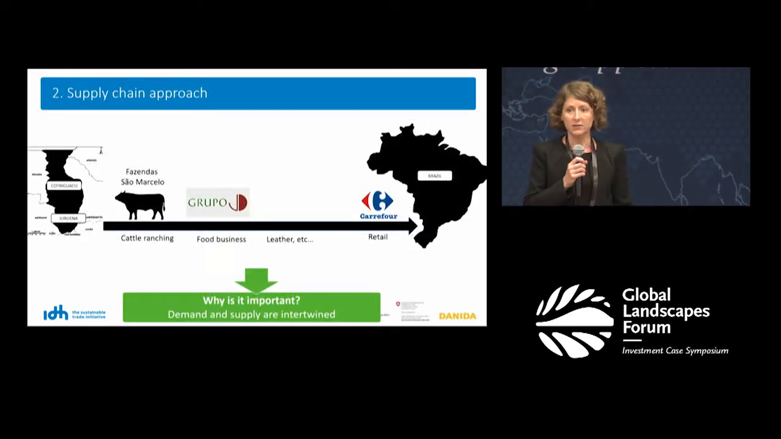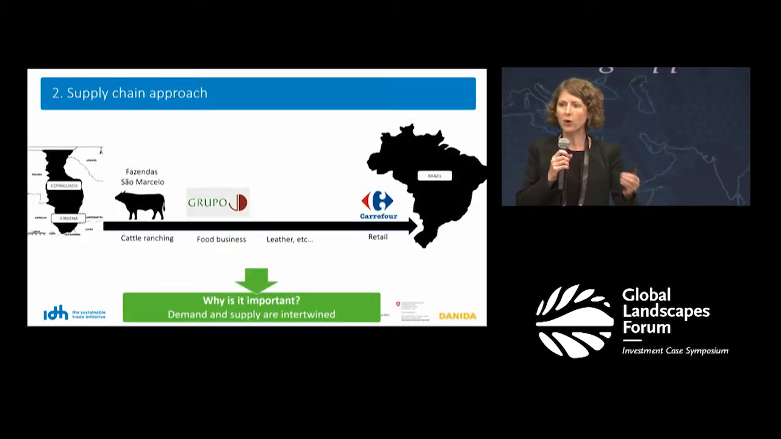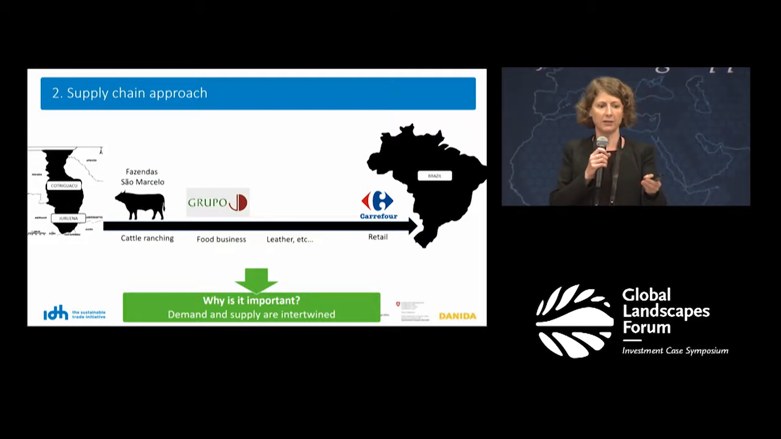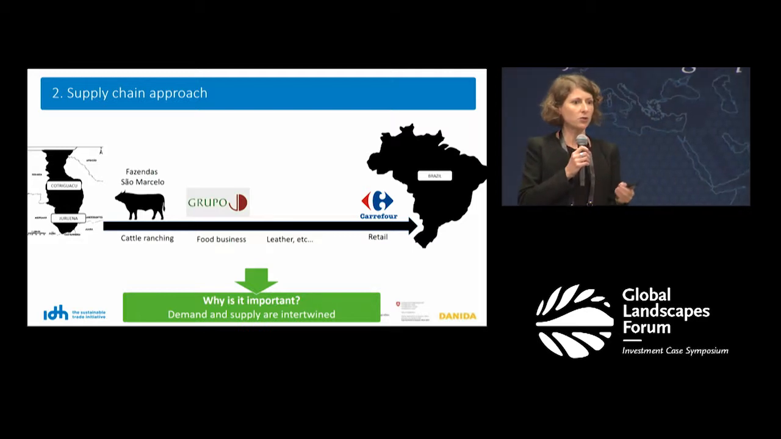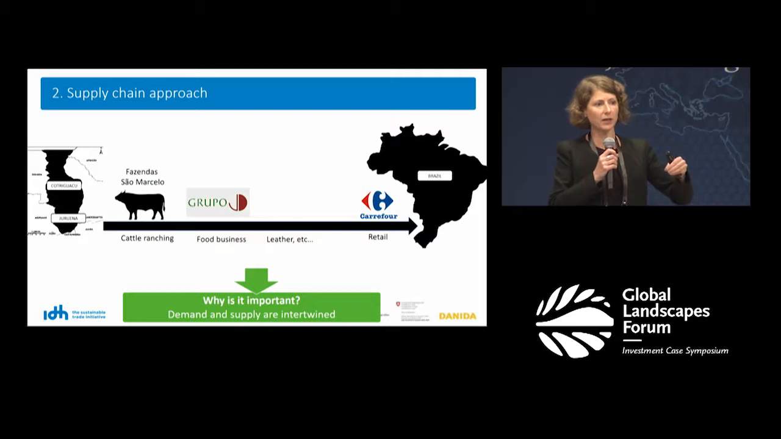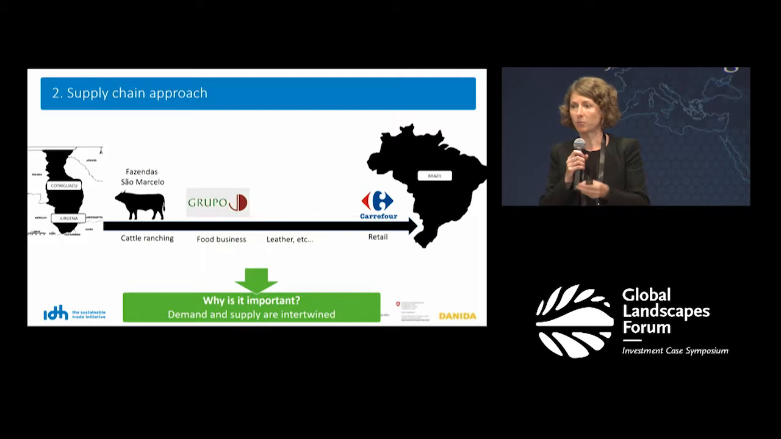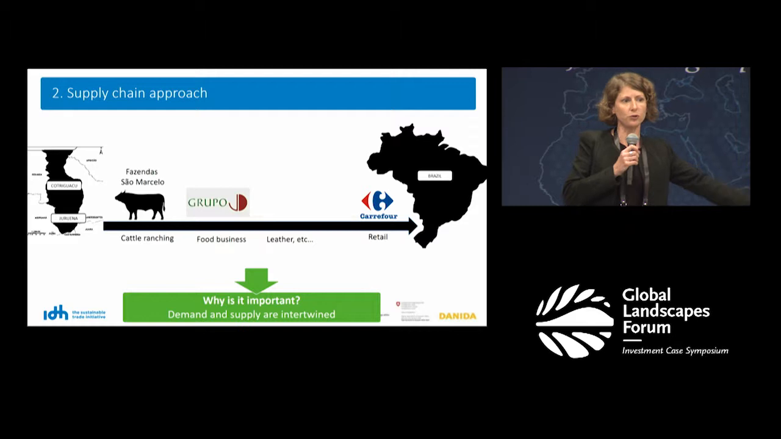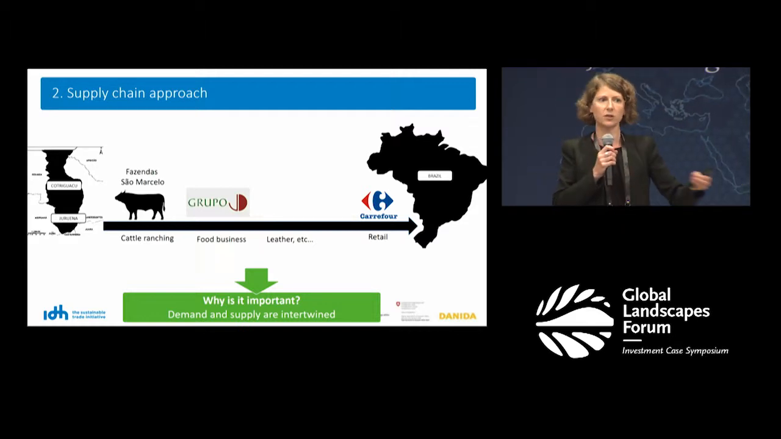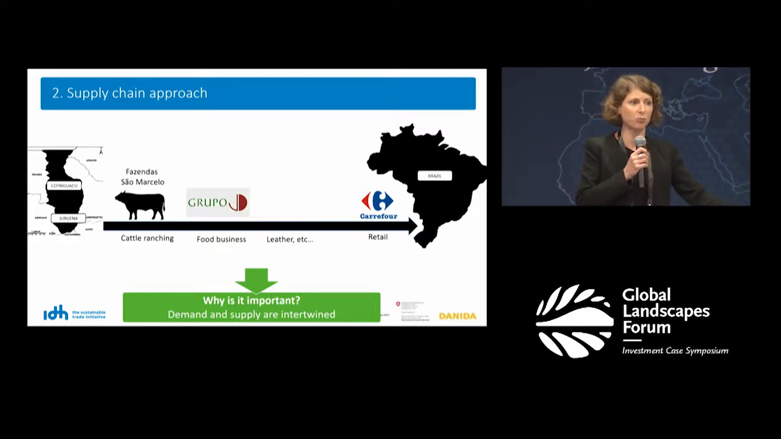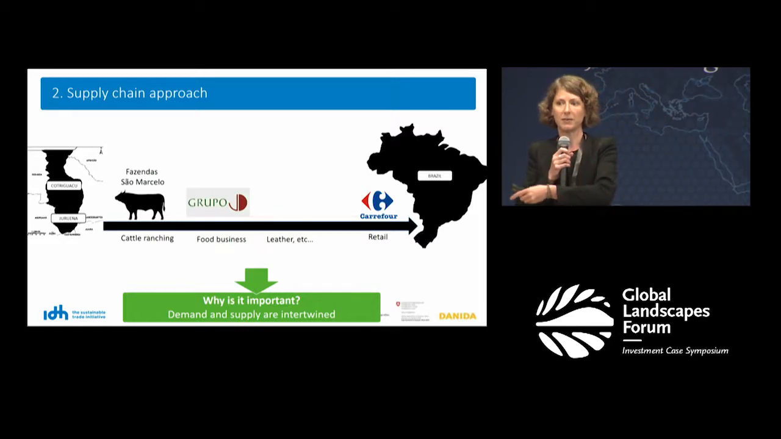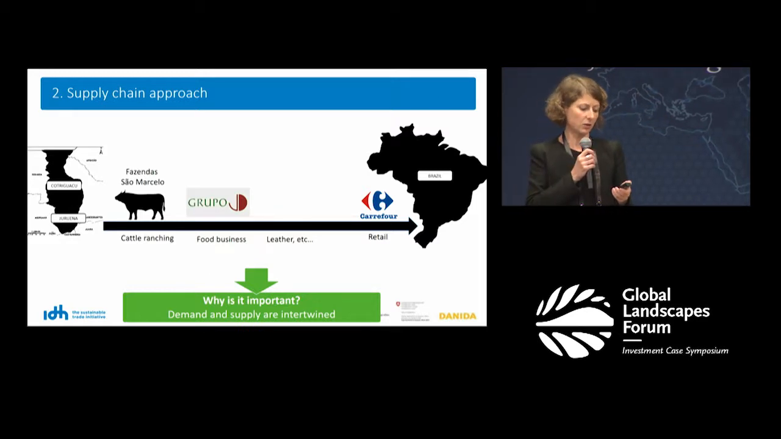The second ingredient is a supply chain approach. It's about working with the producers on the ground. In the municipalities of Cotriguaçu and Juruena, in the north of Mato Grosso, we're working with the cattle rancher, São Marcelo Fazendas. But we're also working with the mother company, with the buyers of the beef and of the byproducts like leather, and also with the retailer. We're creating this link between the producer and the retailer, because it's critical that you've got a supply of sustainable product, but also commitments from the demand side. So this is the second ingredient.